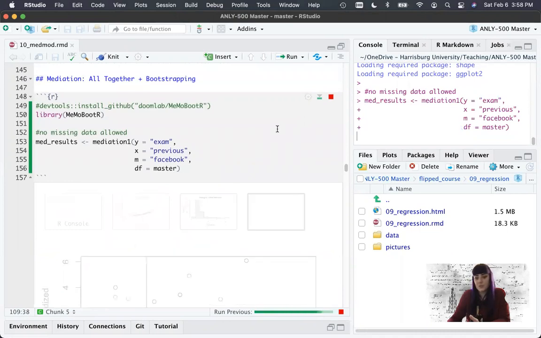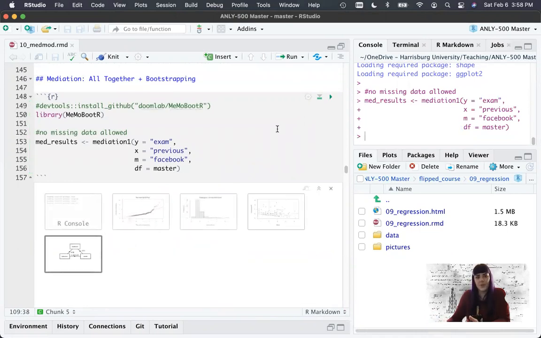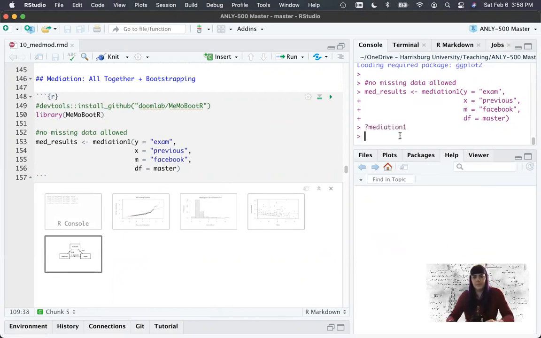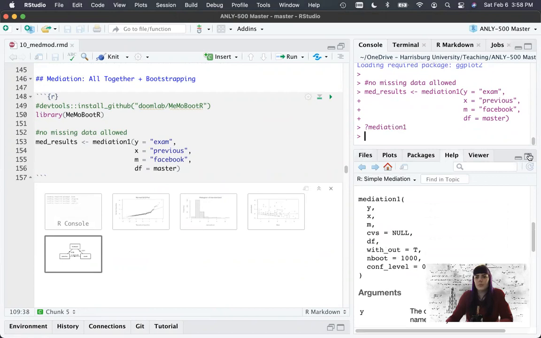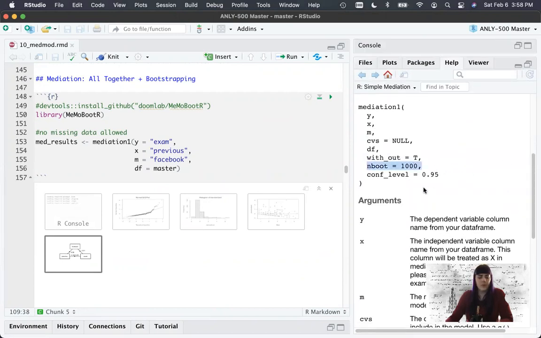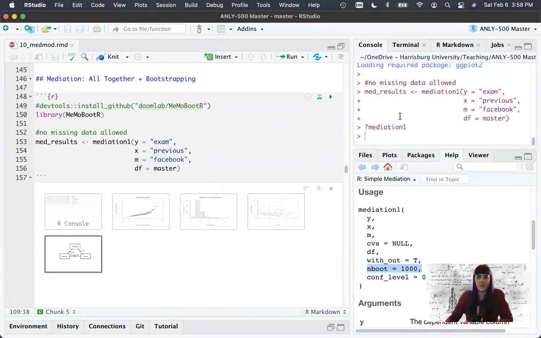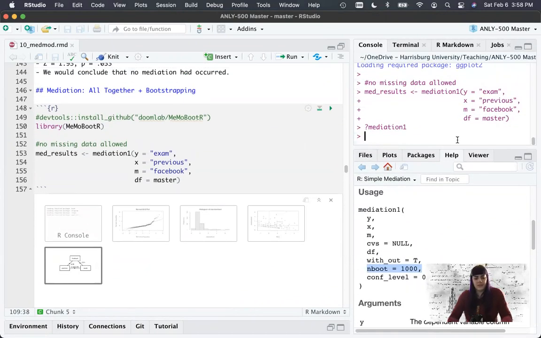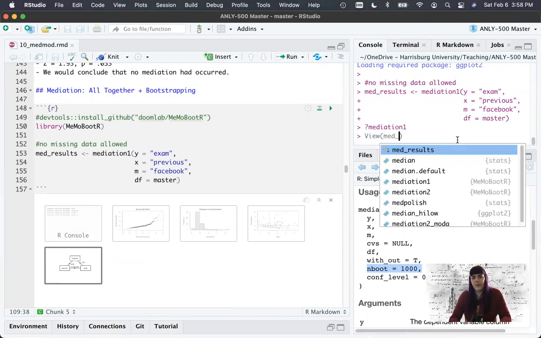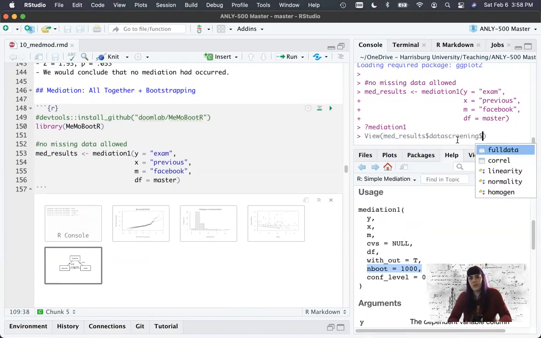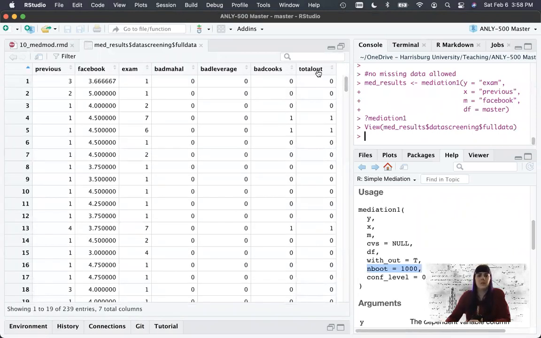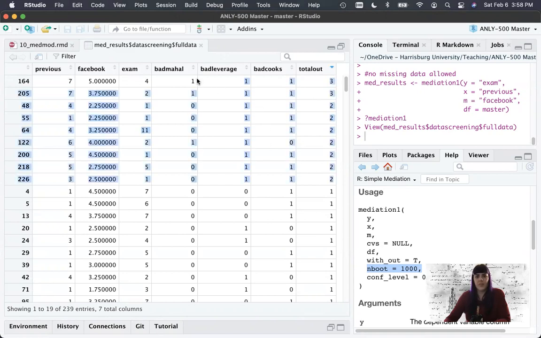So this does do bootstrapping. So it runs a bunch of samples for you. I think the default is 1,000. Okay, let's see. Yeah, so the number of bootstraps is automatically 1,000. You can actually change it. I just didn't show you that code. And let's see. So let's go view med results, dollar sign, data screening, full data. Let's flip through here. Okay. So we do have several people we might consider outliers.